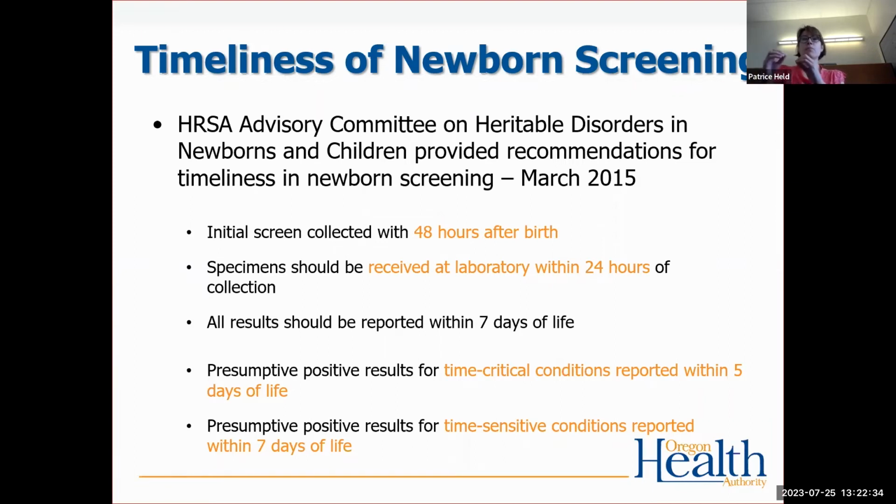We know that results for time critical conditions, so these are the most severe conditions on our panel, actually need to be reported within 5 days of life in order to have optimal outcomes. Versus the time sensitive conditions, those that are less severe, can be reported within 7 days of life.